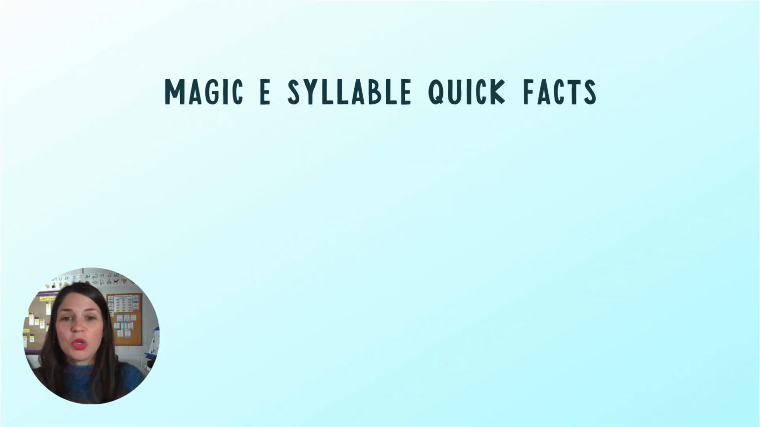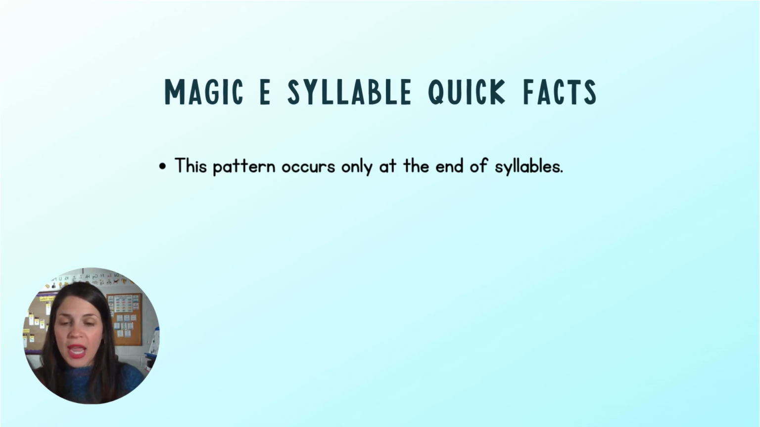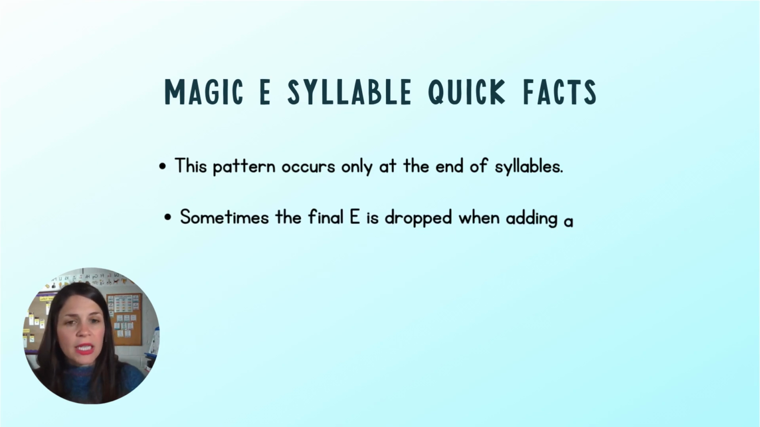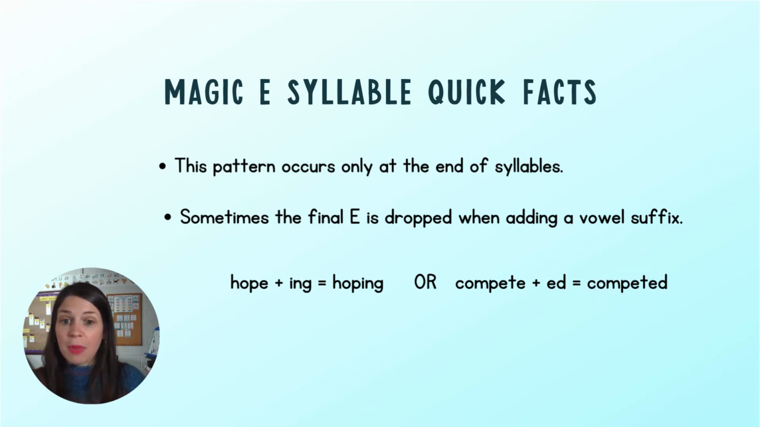A few magic E syllable quick facts. First, the pattern occurs at the end of syllables. So we teach kids to locate the vowel within the syllable. They're going to see a vowel, a consonant, E, and that's going to be the end of the syllable. Second, sometimes that final E is not there. It's dropped because we've added a vowel suffix. So this only happens in multisyllabic words. For a word like hoping, we have the base word hope, which is a magic E syllable, followed by the suffix ing, and we now have it rewritten as hoping. Where did the E go? We have to teach kids that we've dropped that final E because we added on a vowel suffix.